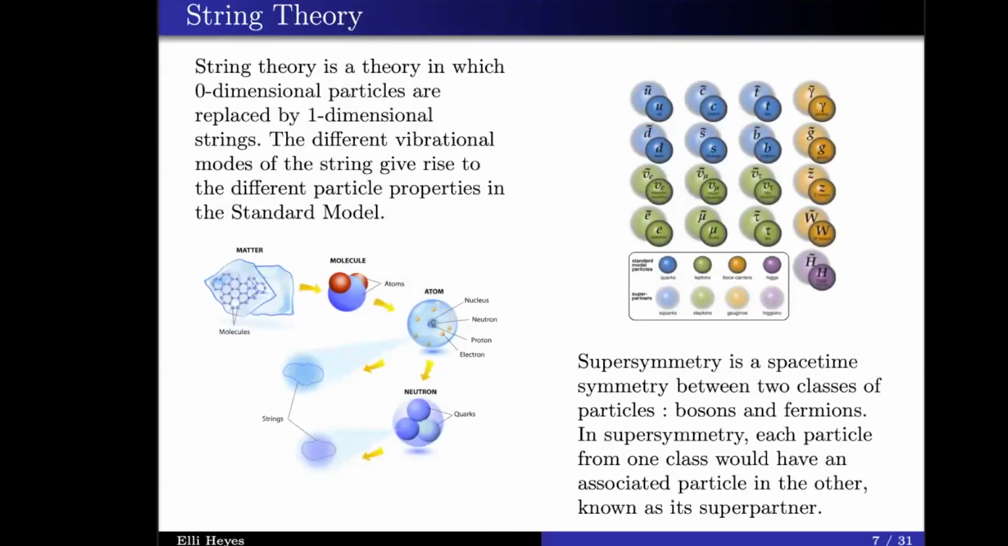Even though we don't have a proven theory of everything, we do have candidate theories. The most promising is what we call string theory. The main premise of string theory is that rather than everything being made up of lots of zero-dimensional point particles, the fundamental building block is a one-dimensional string. Then you get the different particle properties we see in the standard model from different vibrational modes of this string.